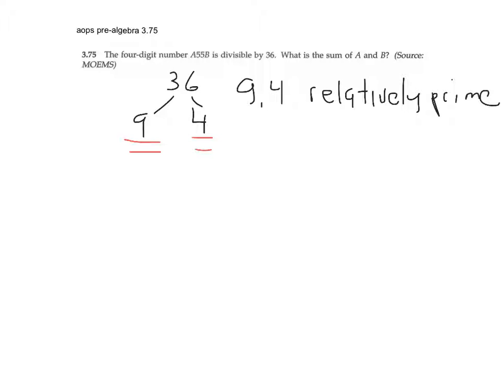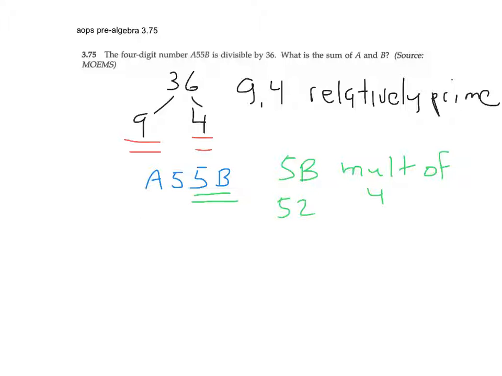Okay, so if we look at the number A55B, for divisibility by 4, we just need to know, is 5B divisible by 4? And so as we look through that, we see that 5B has to be a multiple of 4, so you can rule out the odd numbers. So what are the possibilities then? The possibilities are either 52 or 56. Okay, so those are our two possible numbers.